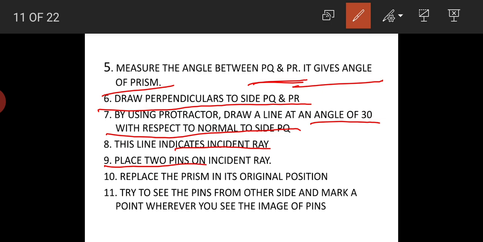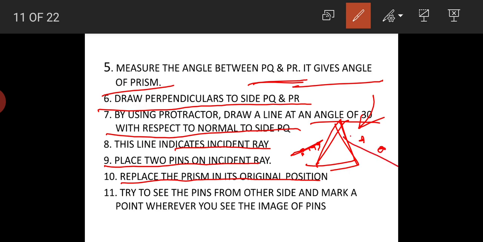Now place 2 pins on the incident ray. Replace the prism in its original position and try to observe these pins from the other side of the prism. Wherever you see the image of these pins, mark a point over there and join these 2 points with a straight line. This straight line will act as emergent ray.